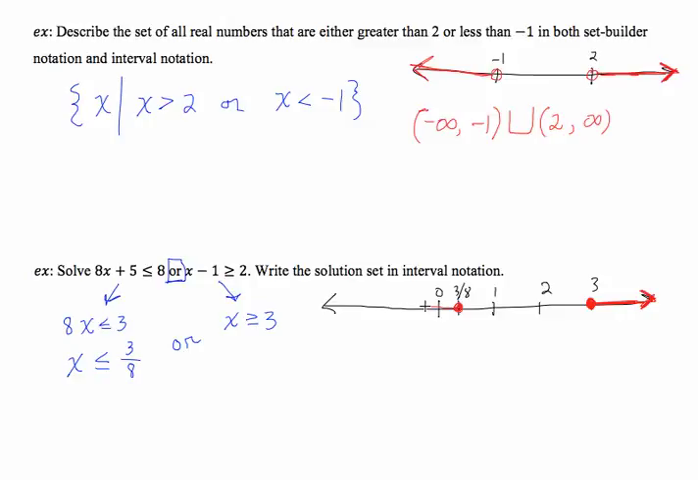And it looks like these two sets do not overlap at all, so there's no way to write them in a more simple way. So therefore the solution in interval notation would be from negative infinity up to 3/8. And we include 3/8 here, so a bracket, union the set from 3 to infinity, inclusive.